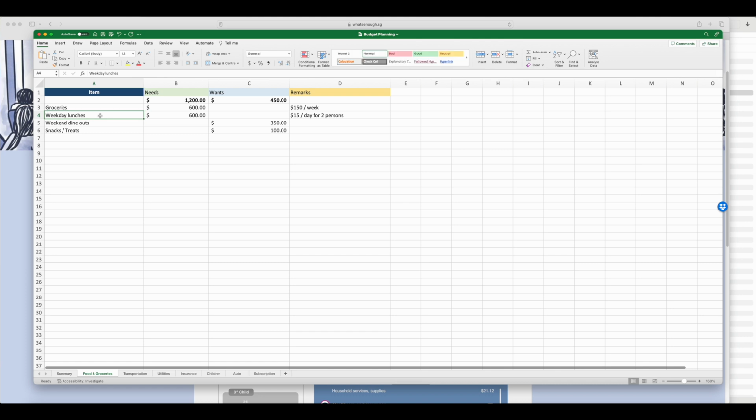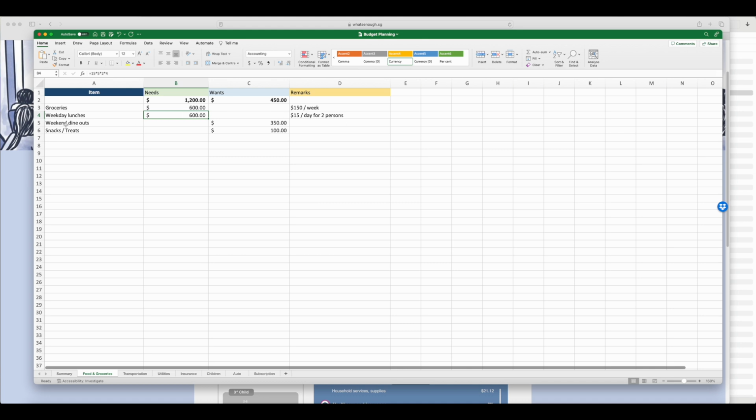Weekday lunches. This is the lunch budget for my wife and I when we go out. So we try to stay within a budget of about $7-8 per person. So that's $15 for 2 persons per day. And if I multiply that by 5 workdays in a week times 4, that's $600 a month, right?